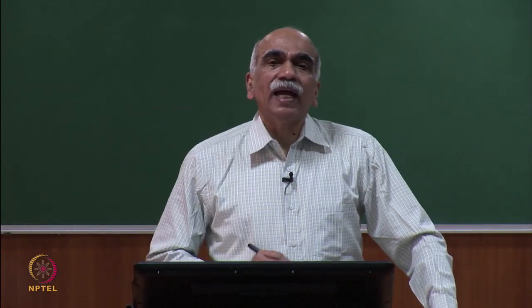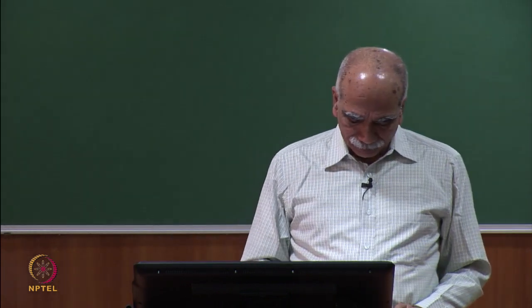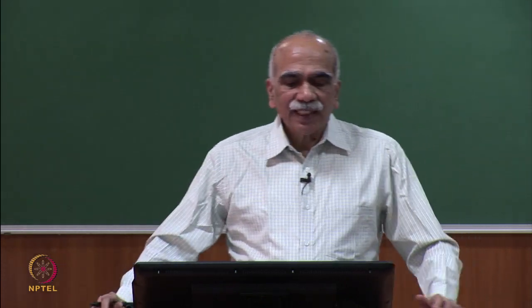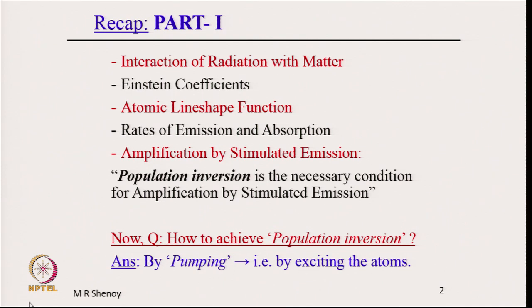So, let me first recap what we have done in part 1. In part 1, we discussed the interaction of radiation with matter. We saw the Einstein coefficients, then we introduced the atomic line shape function and discussed the rates of emission and absorption, and then the condition for amplification by stimulated emission, and we have seen that population inversion is the necessary condition for amplification by stimulated emission.